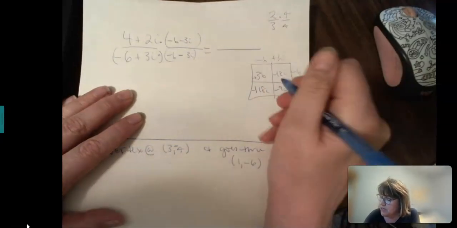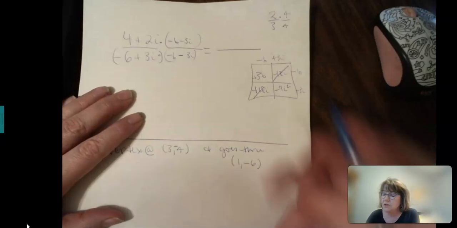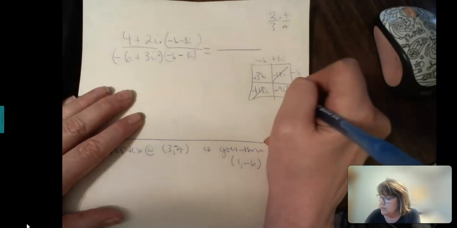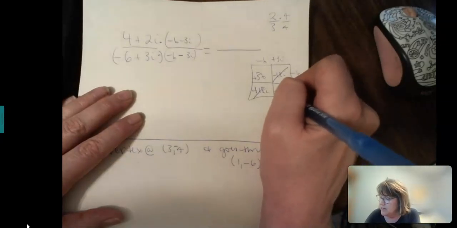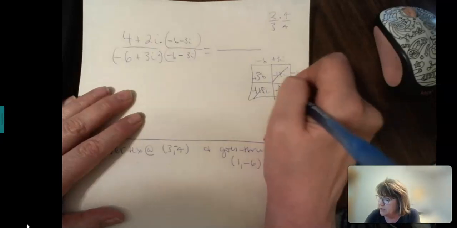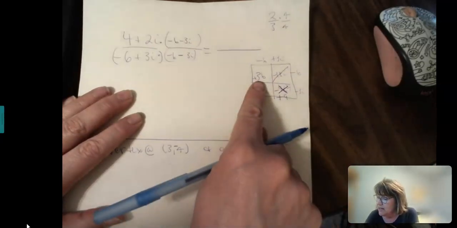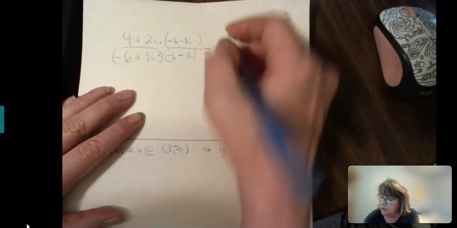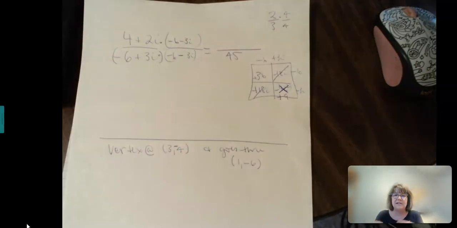So what's going to happen on these is they will always cancel. You'll get an i squared, which is a -1. So a -1 times a -9 is a positive 9. And 9 plus 36, what is that? Is that 45? So you're actually going to get some wonderful integer there. It's all going to be beautiful.